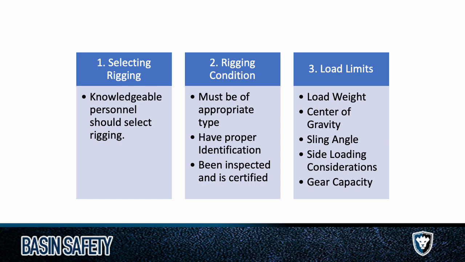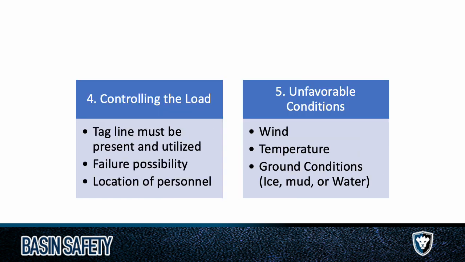So the load limits: we need to understand the load weight, center of gravity, sling angle is important, side loading considerations if we are doing that, and also the capacity. All these things matter. Then controlling the load, making sure that we have a tag line. This is another thing that I see. My biggest gripe with lifting and rigging and crane operations is people do not use tag lines. It's the weirdest thing. They use their hand, or leave it alone entirely, but everything, if it's lifted by a center point, like a crane, not a forklift, needs to have a tag line on it.